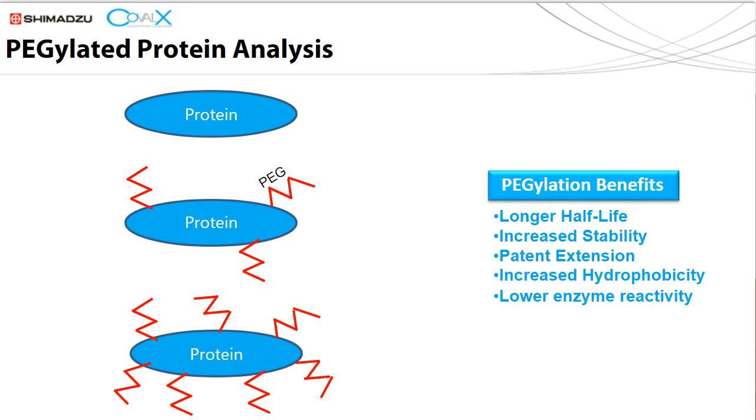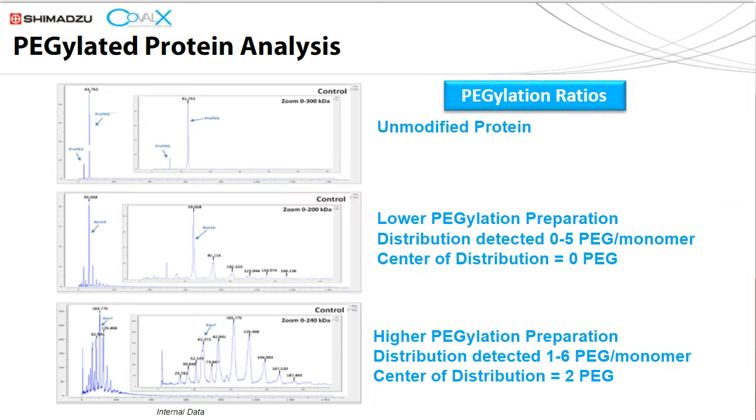But upon doing that, they then want to characterize the degree of PEGylation. And using the OmegaTOF, here we see an example of a PEGylated protein being measured. So we've got three different examples of it. First, we have the unmodified protein with no PEGylation present. It's about a 60 kilodalton protein, so we can measure that unmodified.